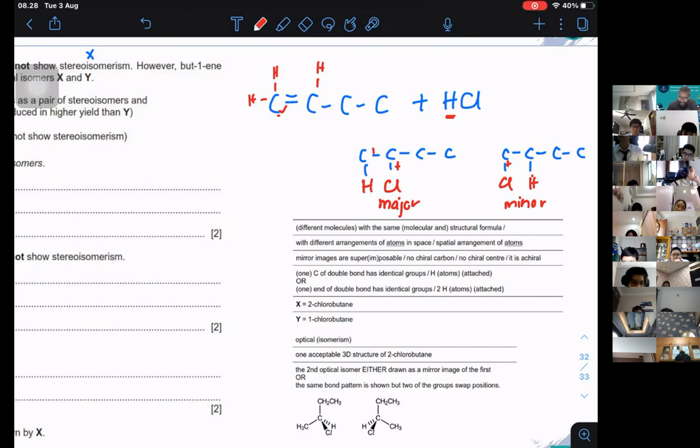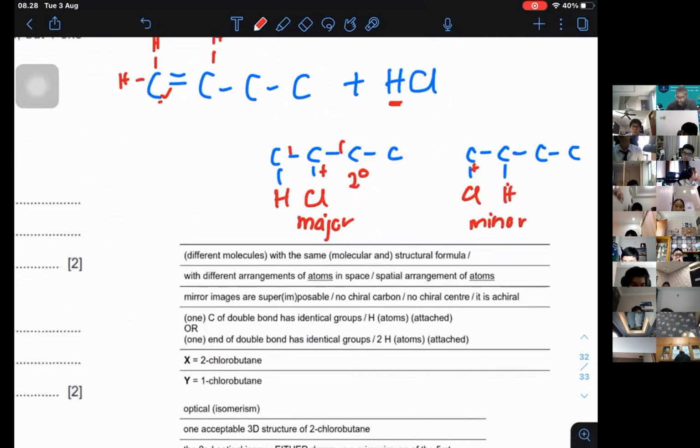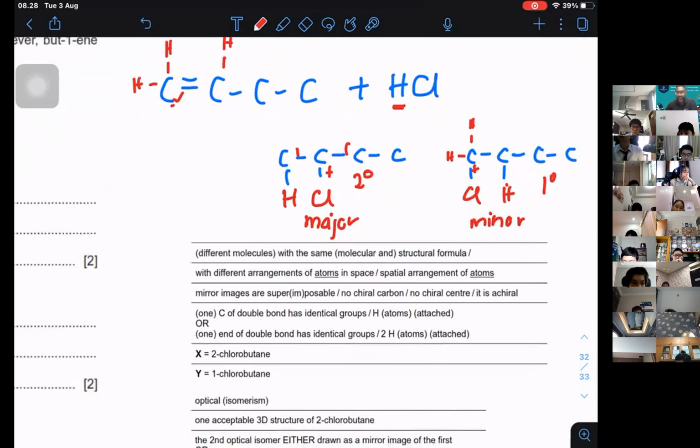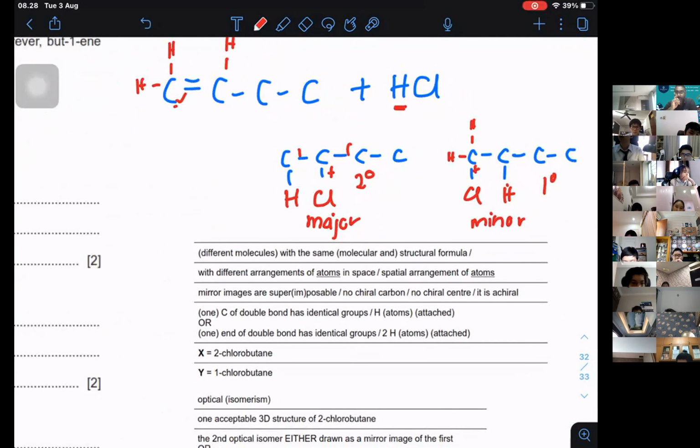This is one R group, one R group. So this is a secondary carbocation. If you look at this carbocation, one H, another H, one R group. So this is a primary carbocation. So secondary carbocation is more stable compared to primary carbocation, and tertiary carbocation is more stable than secondary carbocation. That's the actual reason behind the concept "the rich becomes richer."